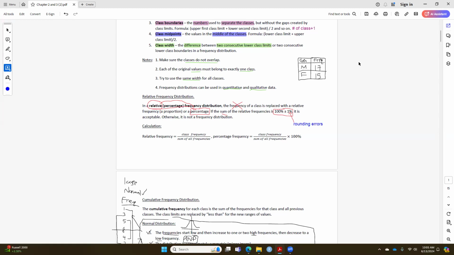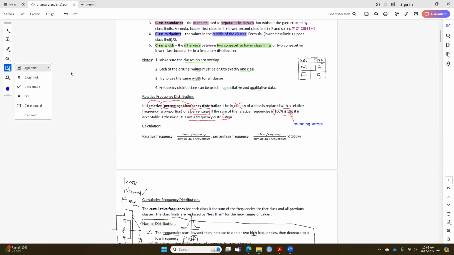Because of rounding errors. However, if your sum of the percentages is not close to 100, let's say you got 125%, or you get 80%, which is way less than 100%, then in that case we will say it is not a frequency distribution. This only happens when your sum is not close to 100%.